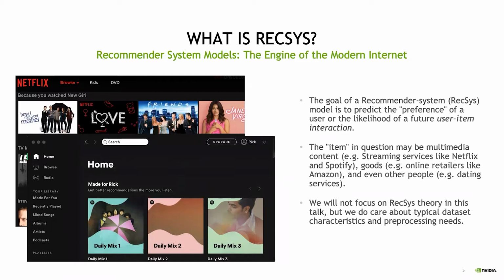There's this huge body of work on how to build recommender system models that can predict these preferences really accurately. But what I'm going to be focusing on in this talk is not recommender system theory or models. I'm going to be focusing on the ETL side of things. What we care about is what do typical recommender system datasets look like? What are their characteristics and what are their pre-processing needs?